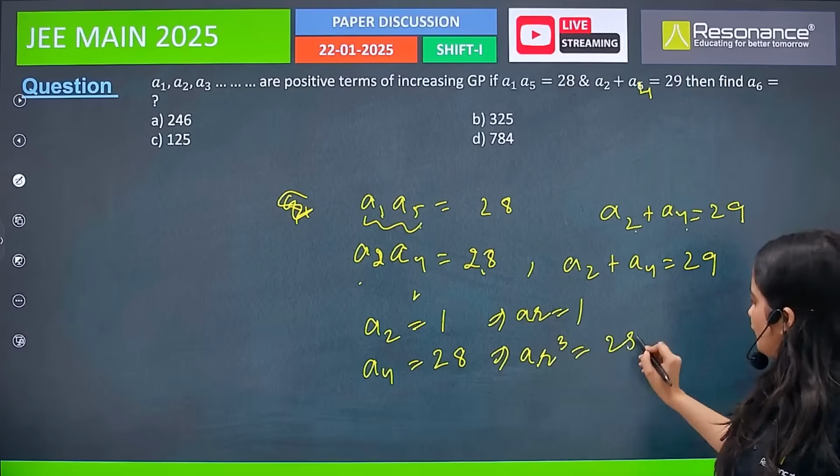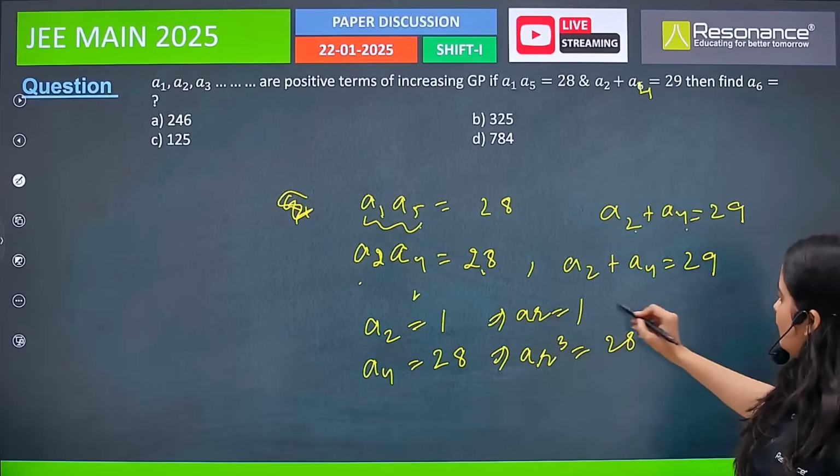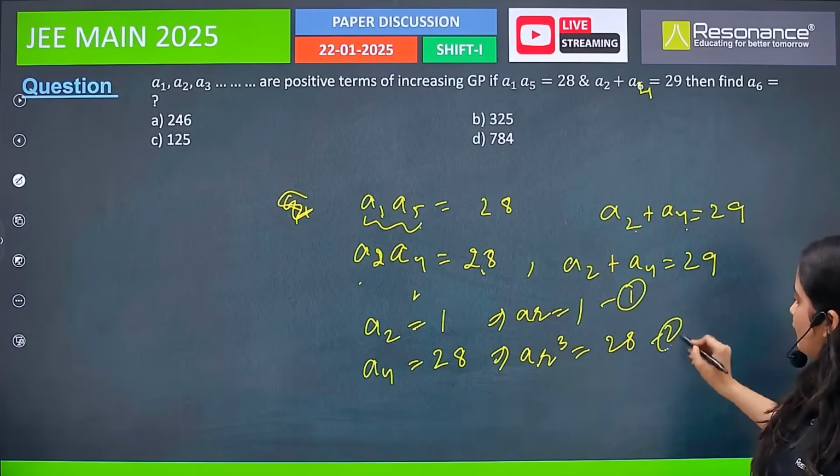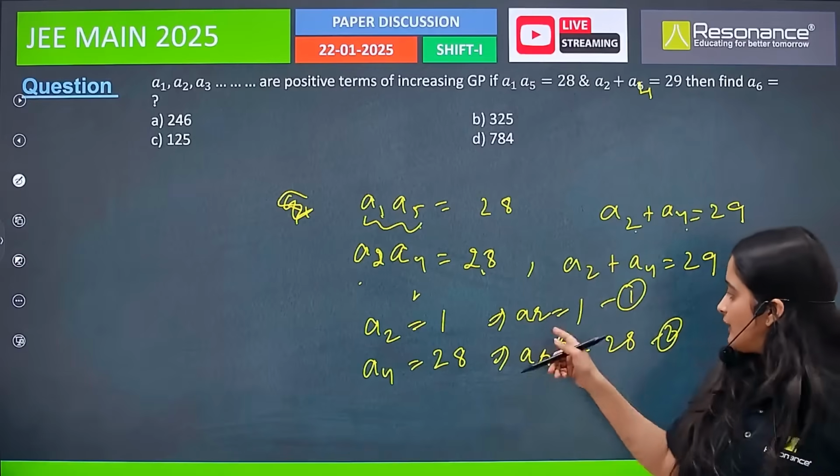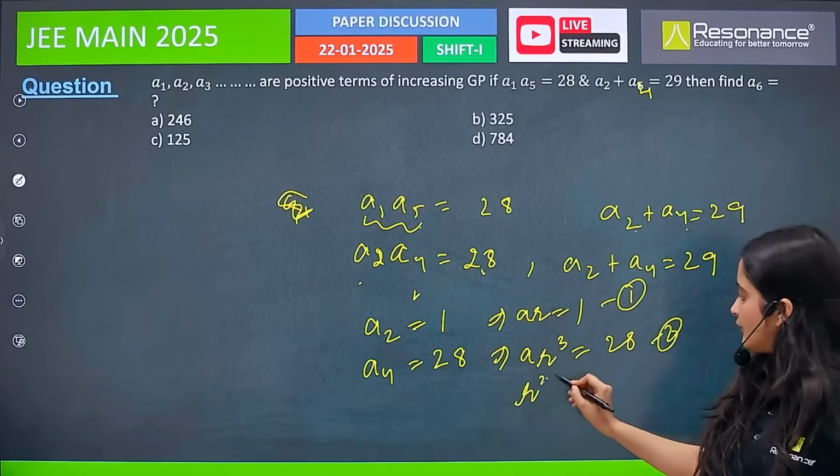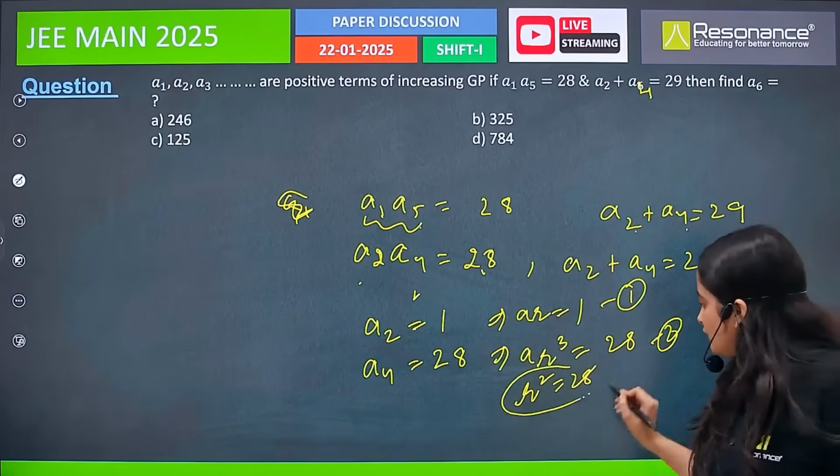A4 AR cube equals 28. Divide the second equation by the first. So what will happen? AA cancelled. R square equals 28.